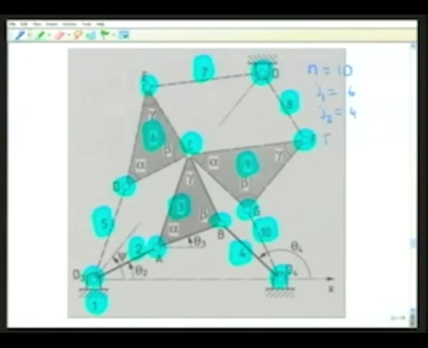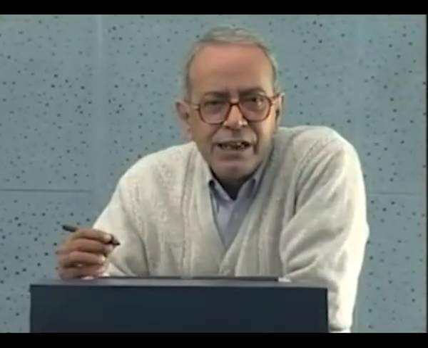So degree of freedom of this mechanism according to the formula is F equal to 3 times n minus 1, that is 10 minus 1, 9, minus 2 times J1, that is 6, plus 2 times J2, that is 2 into 4, 8. That is 27 minus 14 into 2, 28, which is minus 1. So without any special dimensions, this assembly is a structure with degree of freedom minus 1.